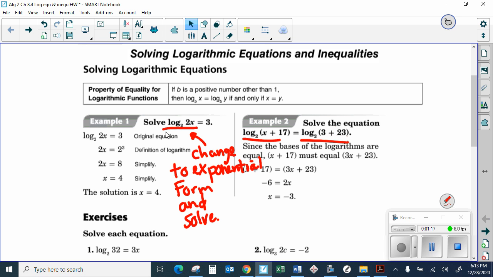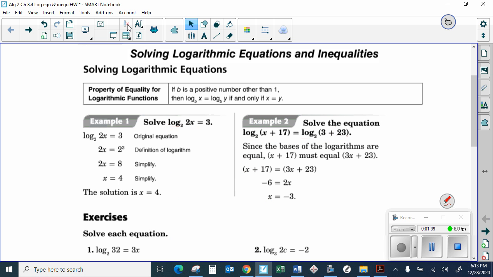Okay, go ahead and write that down. That's when only one log. Okay, I'm going to erase that now.